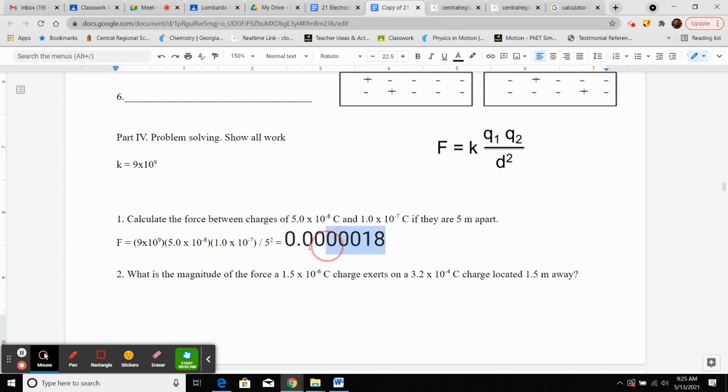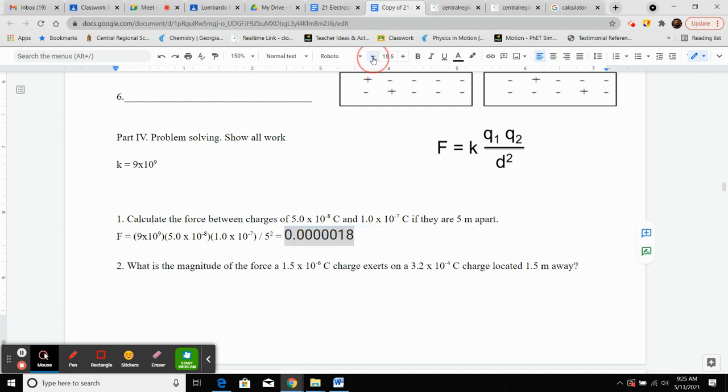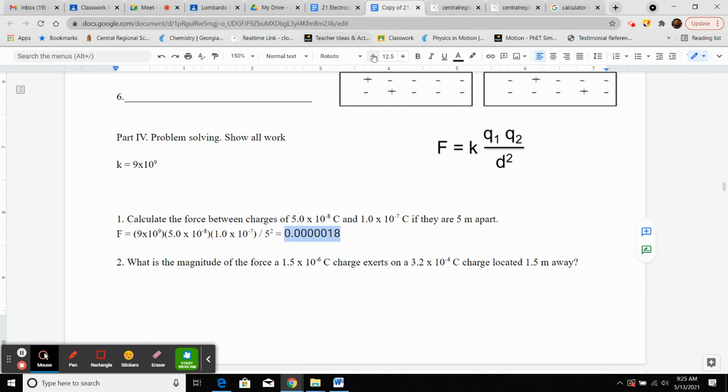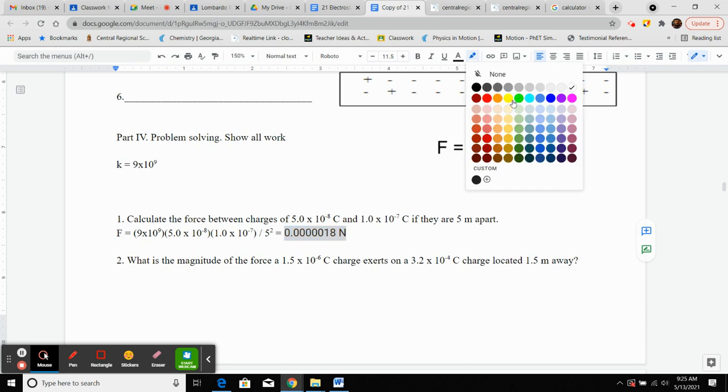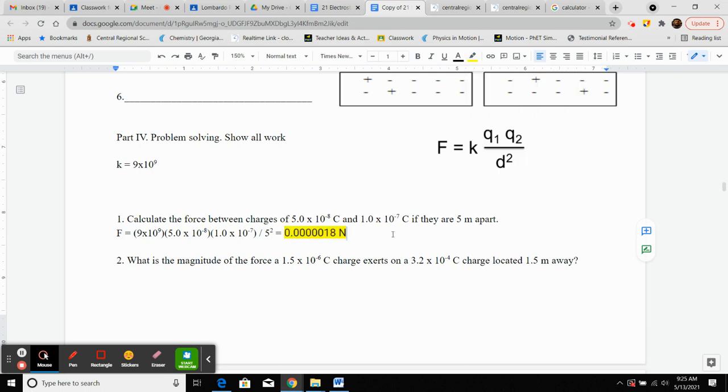Oh, dang, we're going to reduce the size of that because that's just obnoxious. All right, what is the unit for force? Newtons, ba-bam. Okay, you're going to do this, you'll use the same idea, same method for number 2.